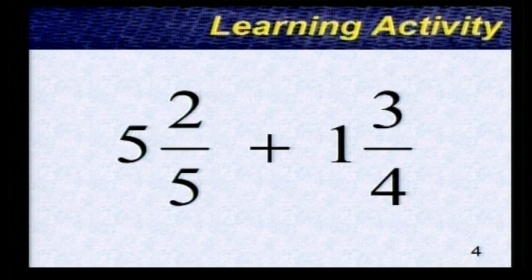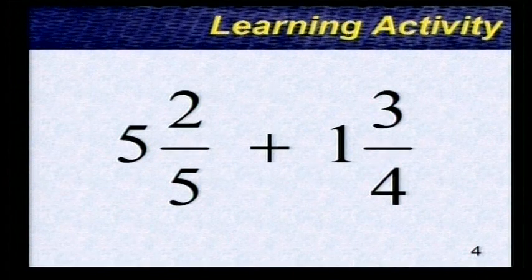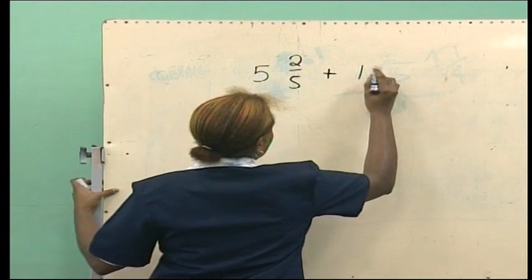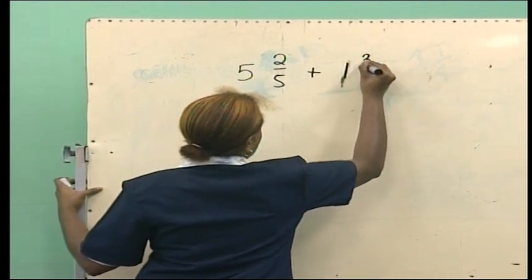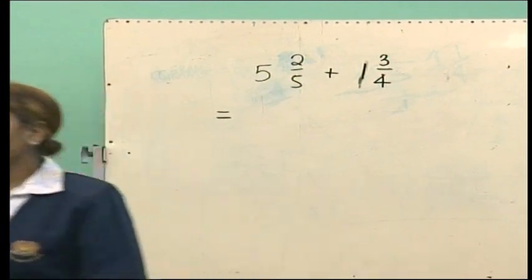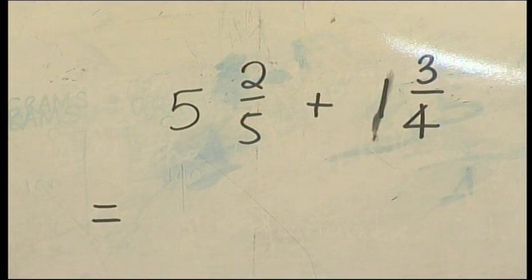Add 5 whole and 2/5 plus 1 whole and 3/4. So what we're going to do now is, instead of changing the mixed numbers into improper fractions, we are going to add the whole numbers together. Right, can we do that now? Okay, 5 whole and 2/5 plus 1 whole and 3/4. Okay. So now we're going to add the whole numbers first.